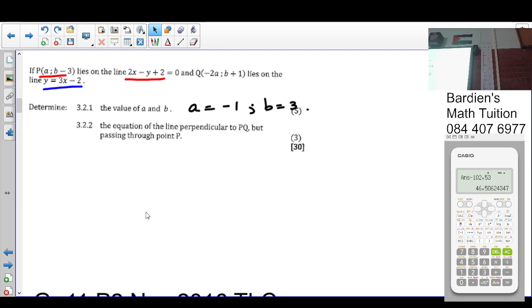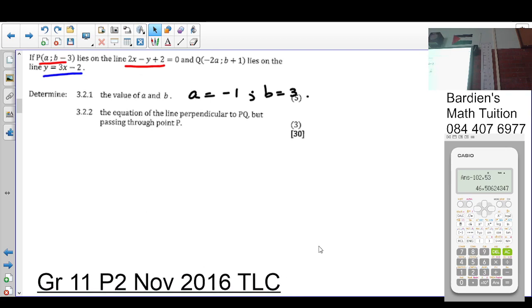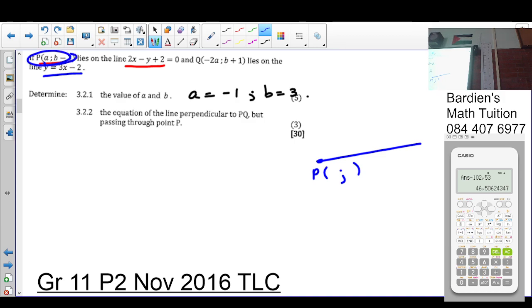So coming back to question 3.2.2, we are told to determine the equation of the line perpendicular to PQ but passing through P. So if this is PQ, what are the coordinates of P? Remember, P is (a, b minus 3). So what is a? Negative 1. And b is 3, minus 3 is 0.